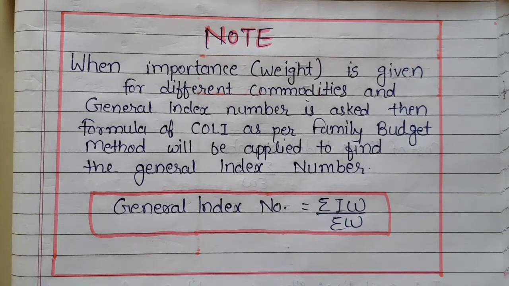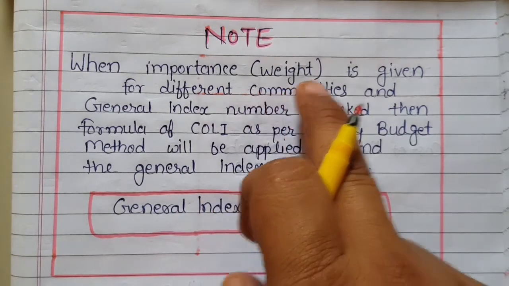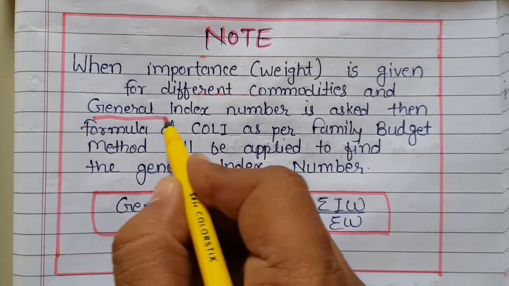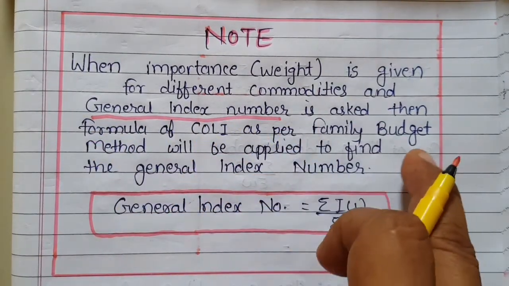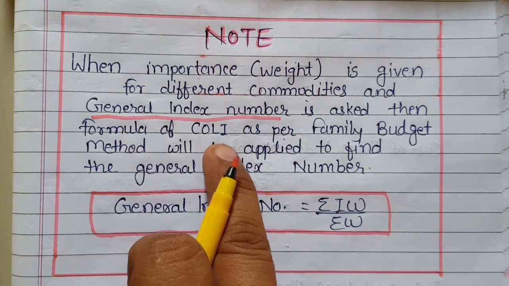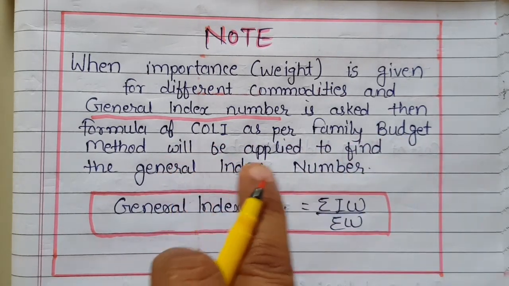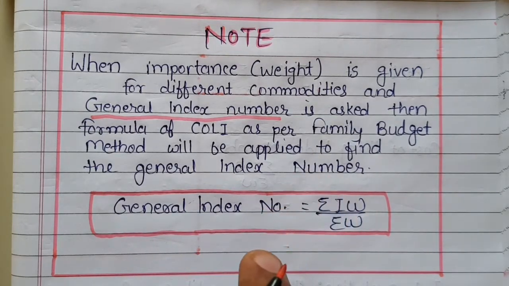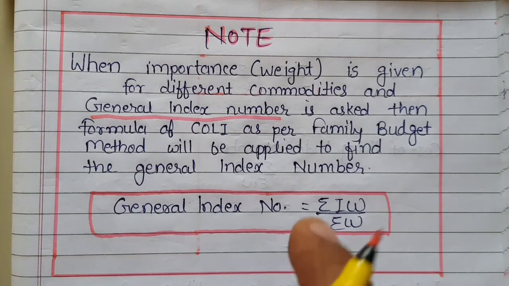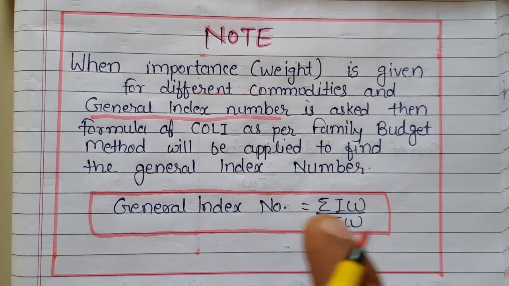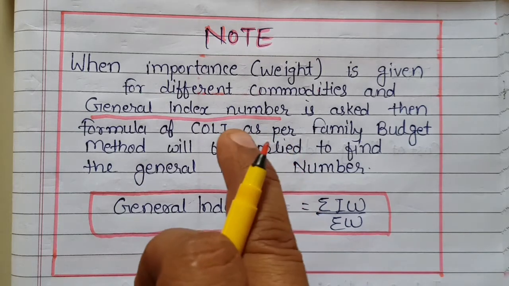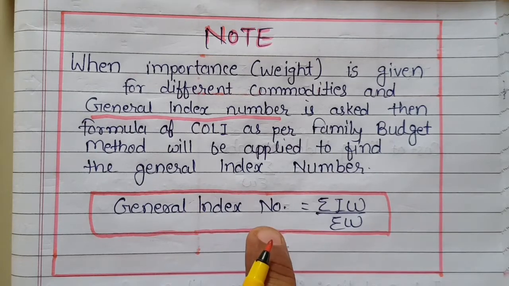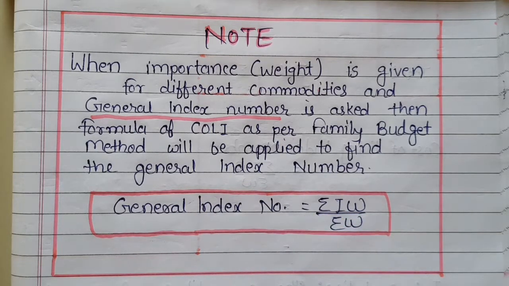Please note it down. When importance or weight is given for different commodities and the general index number is asked, then the formula of cost of living index number as per family budget method will be applied to find the general index number. Normally, to find the general index number we apply total of index number divided by number of items, but when importance or weight is given, we will apply this formula: general index number is equal to sigma IW upon sigma W.